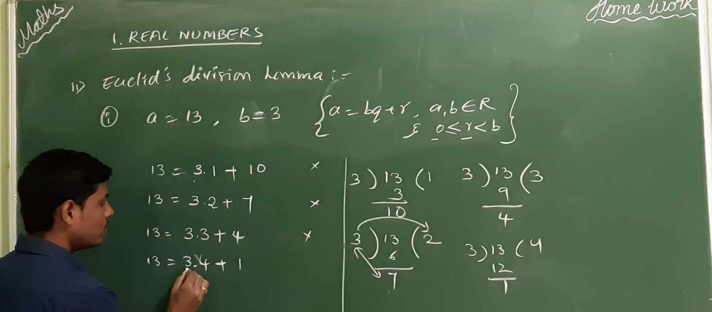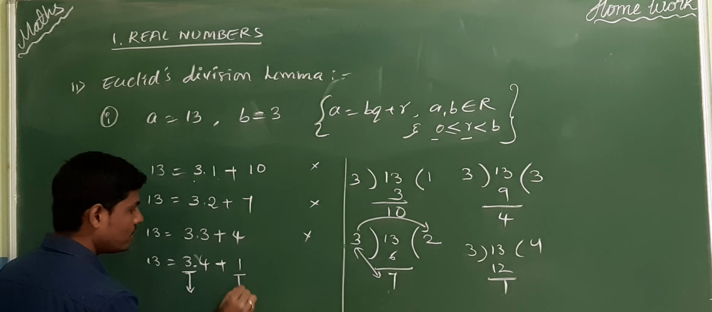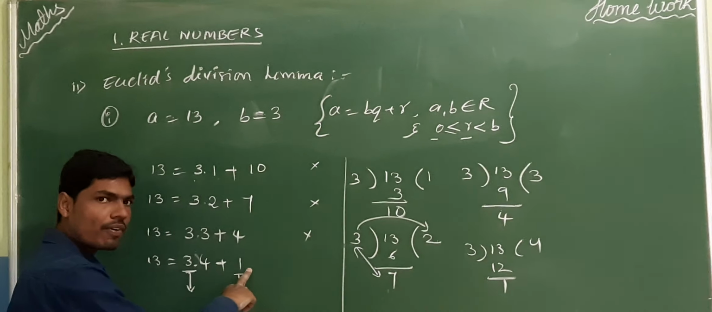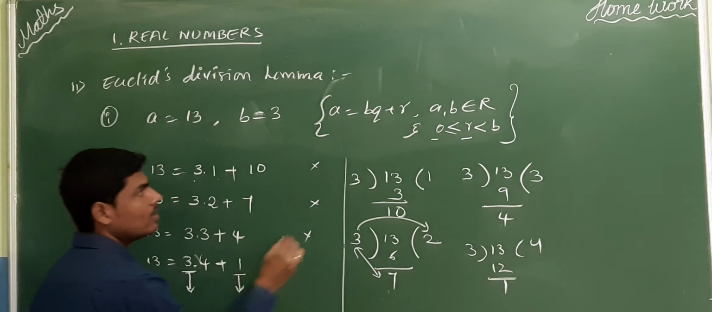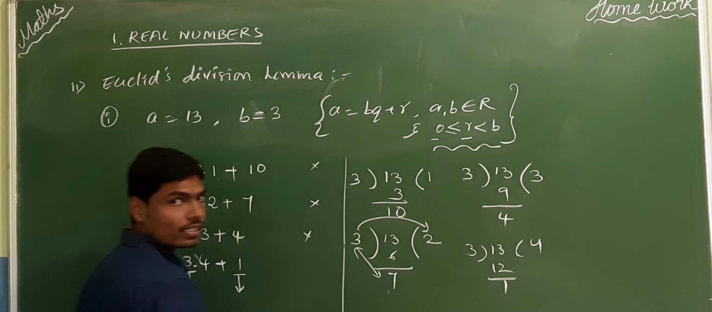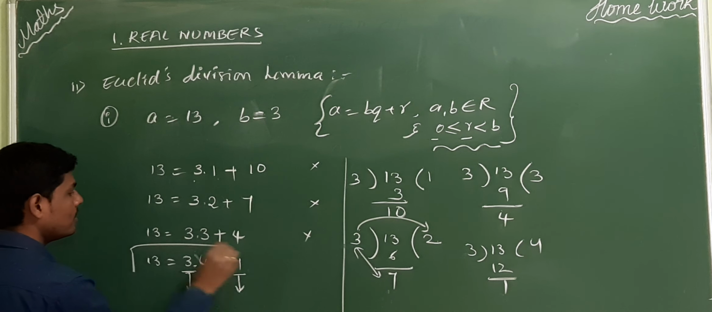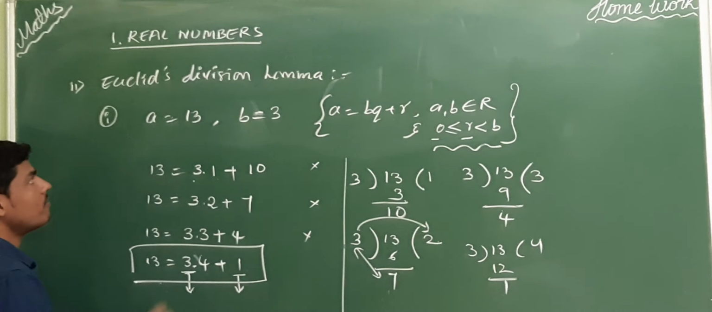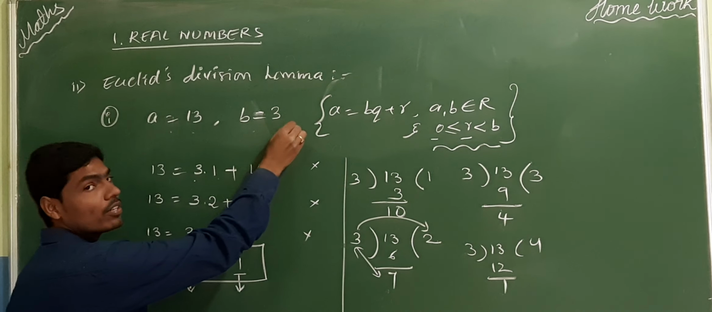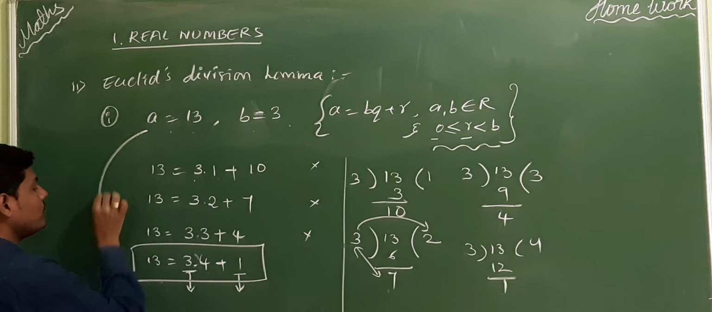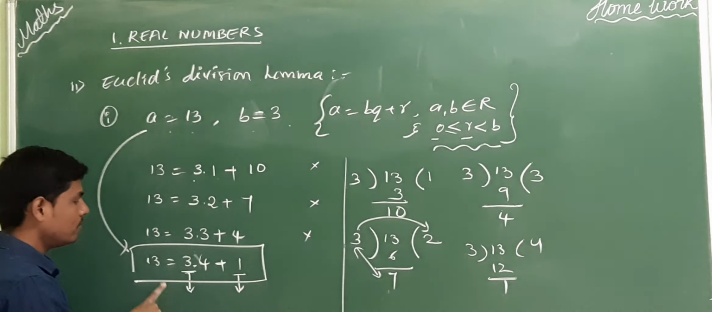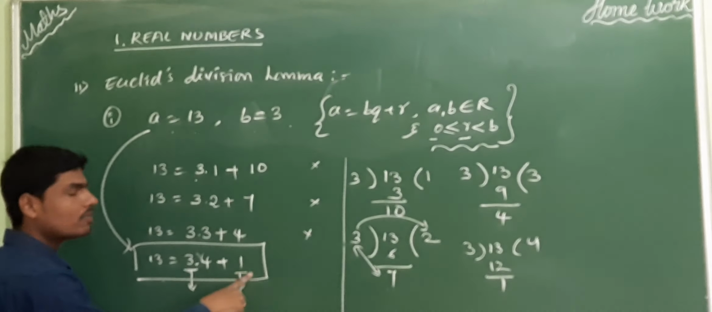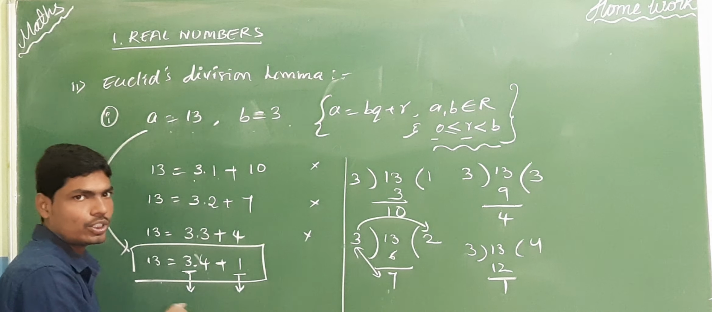You got 1. So when you compare these two values, the remainder is 1 and the divisor is 3. Yes, this follows the condition, and the correct solution is this one, for a is equal to 13 and b is equal to 3. So when applying Euclid division lemma, which step is correct? 13 is equal to 3 into 4 plus 1. This is the required solution.